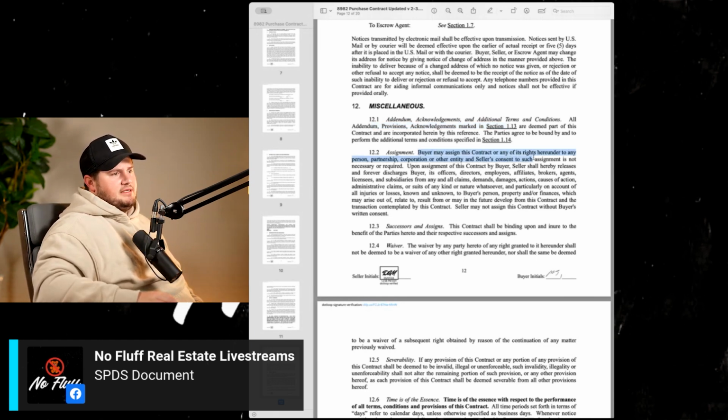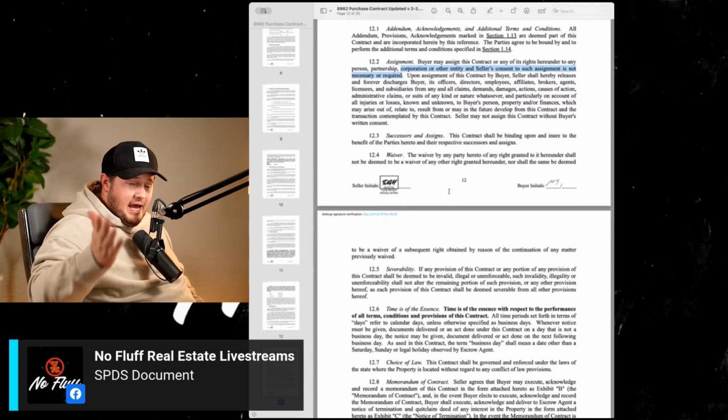Assignment. Buyer may assign this contract or any of its rights hereunder to a person, partnership, or corporation, or any other entity, and the seller's consent to such assignment is not necessary or required. Okay, so we have the right to assign, obviously in states where we can.